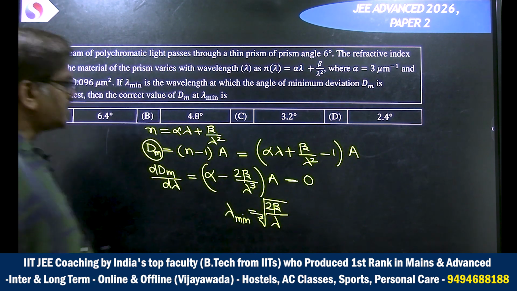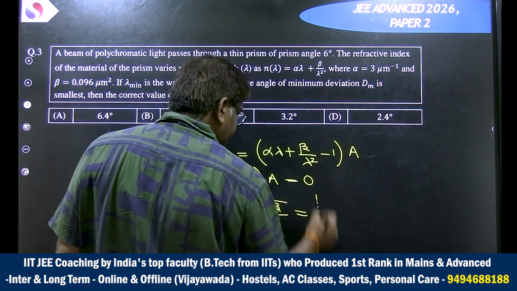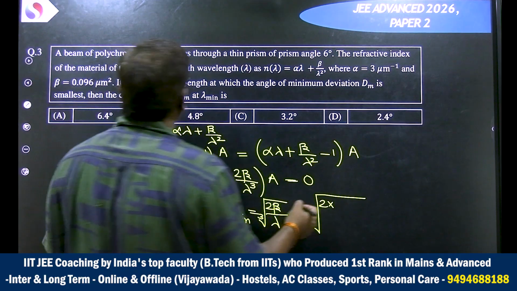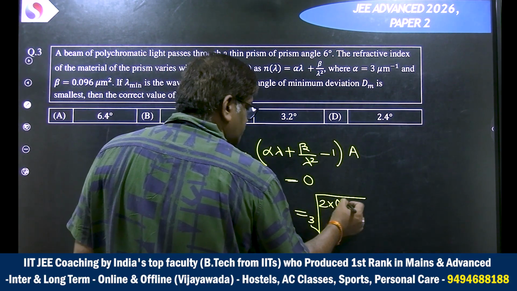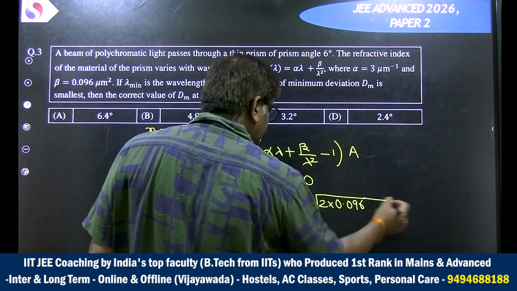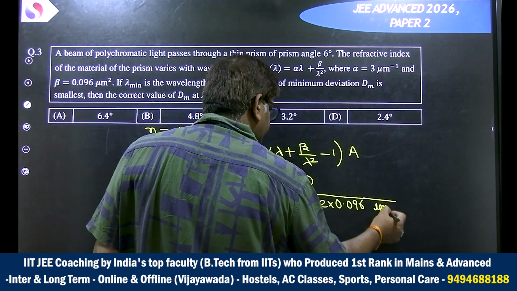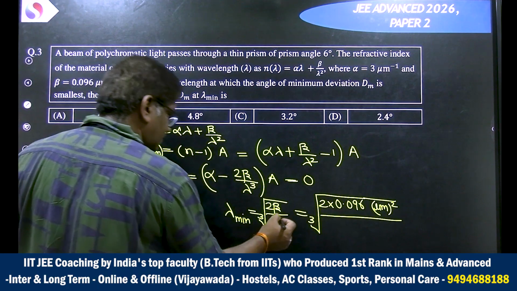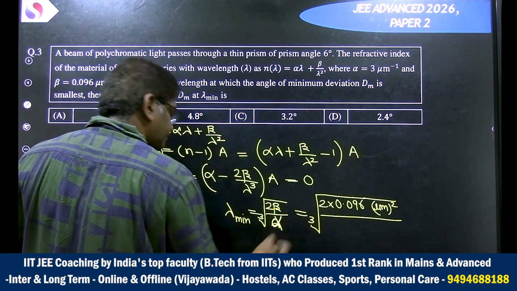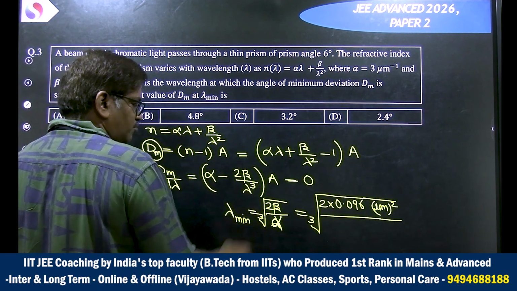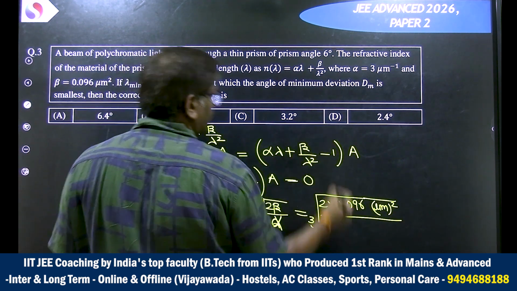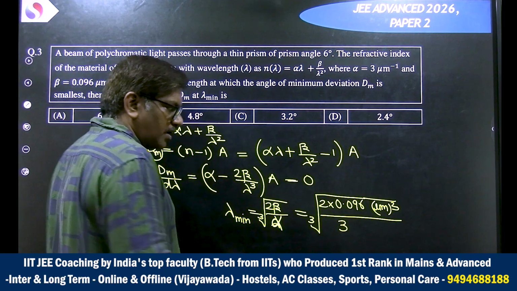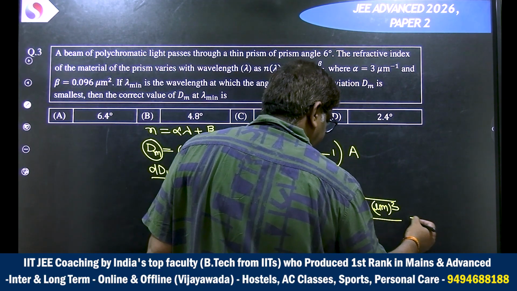Alright, now substitute these values. So it is the cube root of 2 into beta. Now what is beta here? Beta here is 0.096 micrometer square, divided by alpha. As you take this term here, it will be 2 beta by alpha. So what will the alpha value be? Alpha value will be 3 micrometer inverse. Right?